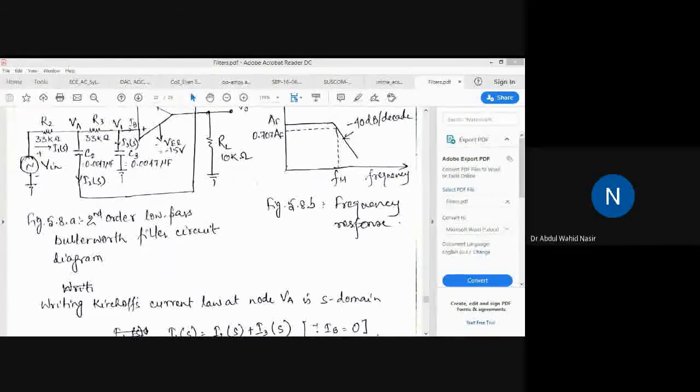In the chat box, you can write yes, no, any other comments, so that I can understand that you're getting something.